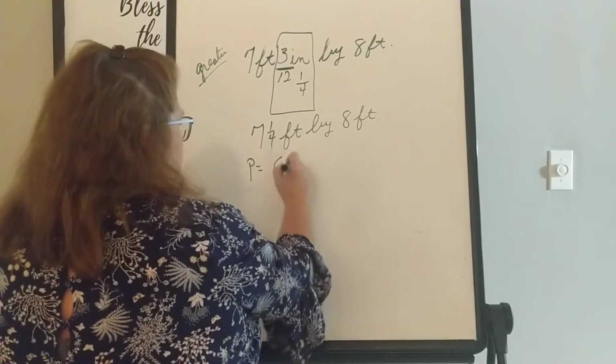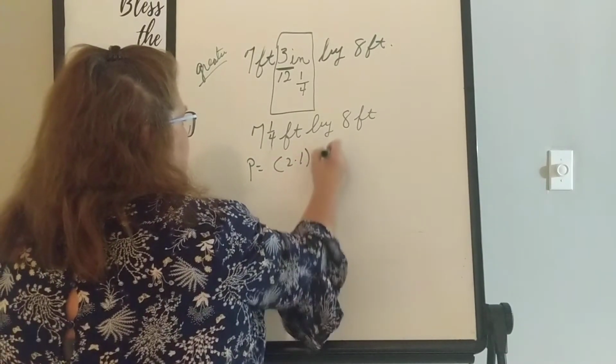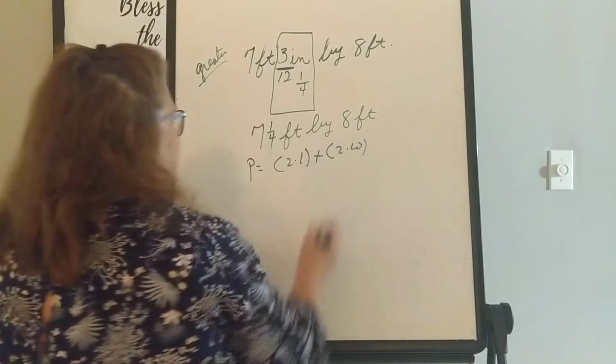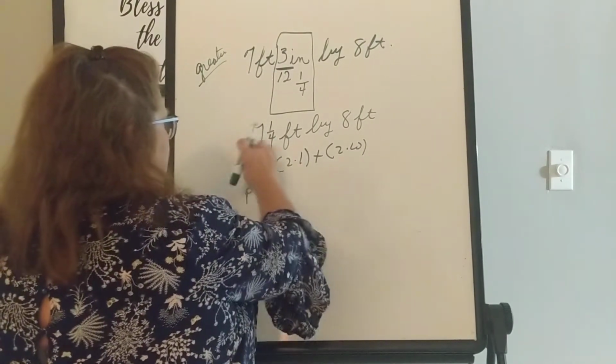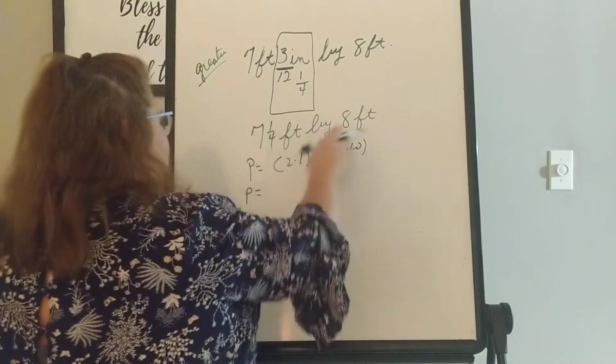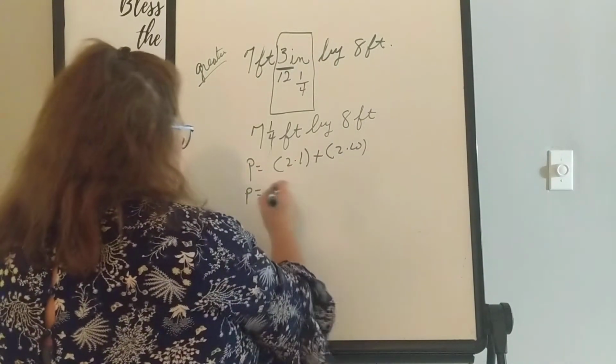Perimeter equals 2 times the length plus 2 times the width. All right, so we're ready to measure our length. I think the length is the long way and the width is the sideways way.